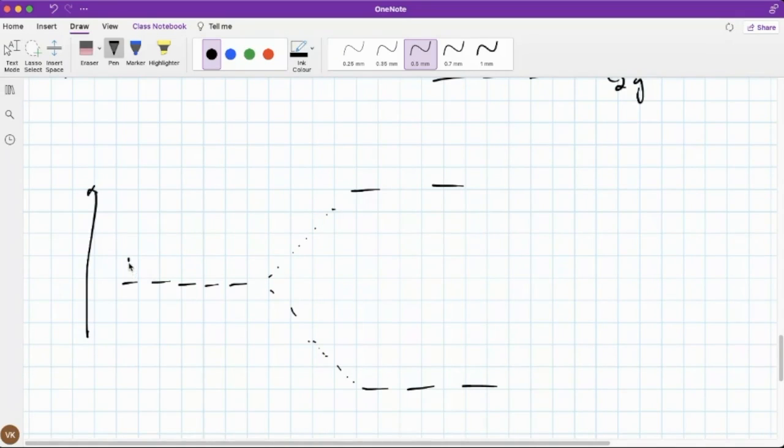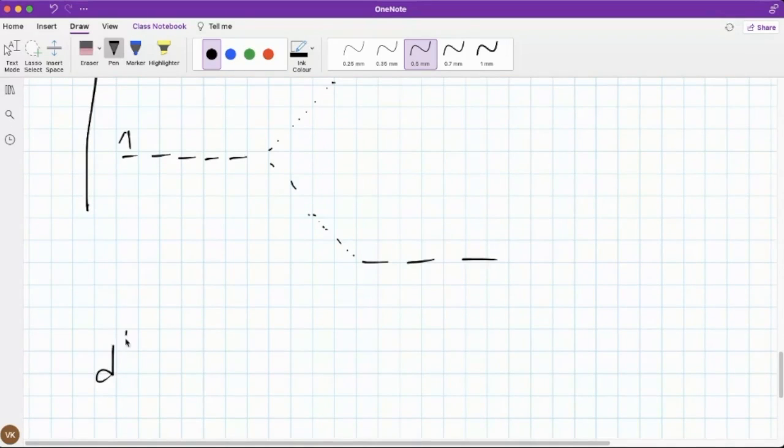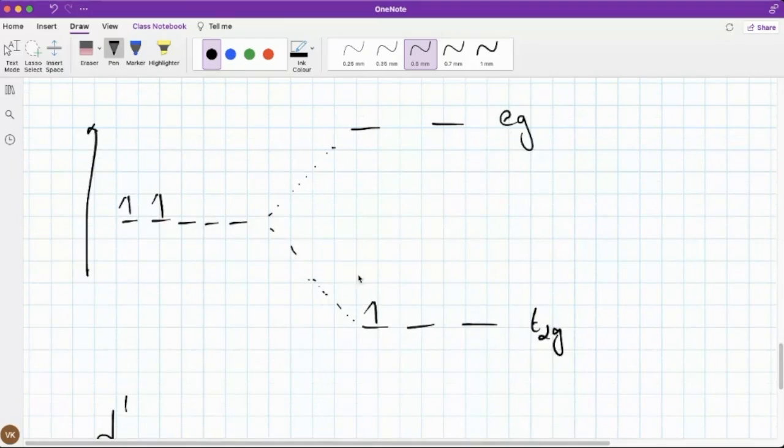Okay, D1. So we are going to see for D1. For D1, I can put one electron here. Now when I go for D2, this is T2G and this is EG. For D2, I can put one electron here. If it is D3, I can put one electron here.